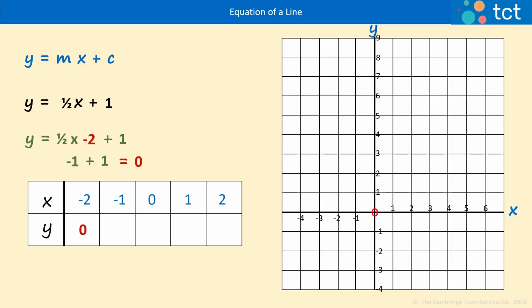I'm going to put that point on the graph. So x is minus 2, y is 0, which means that doesn't move, it stays where it is. So there's our first point.